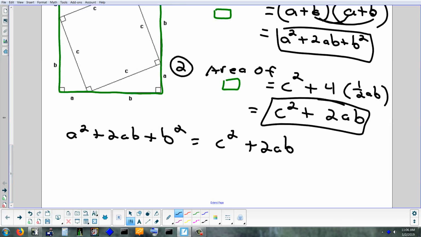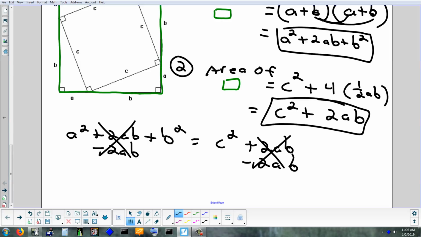Now, there's something I can do there to simplify it a little bit. Yeah, minus 2ab. There you go. And there's your Pythagorean theorem. Minus 2ab, minus 2ab, a squared plus b squared equals c squared. That's why. Well, it's one of probably 100 different reasons why. But that's a pretty simple way to show it.